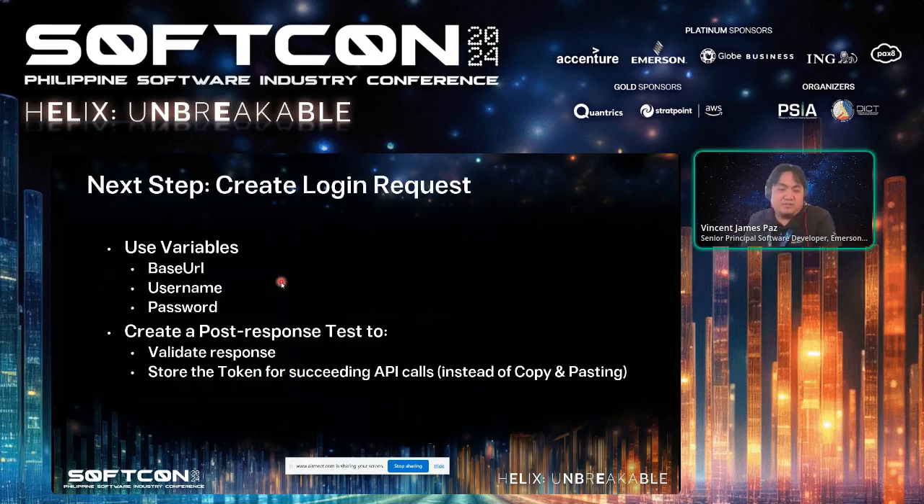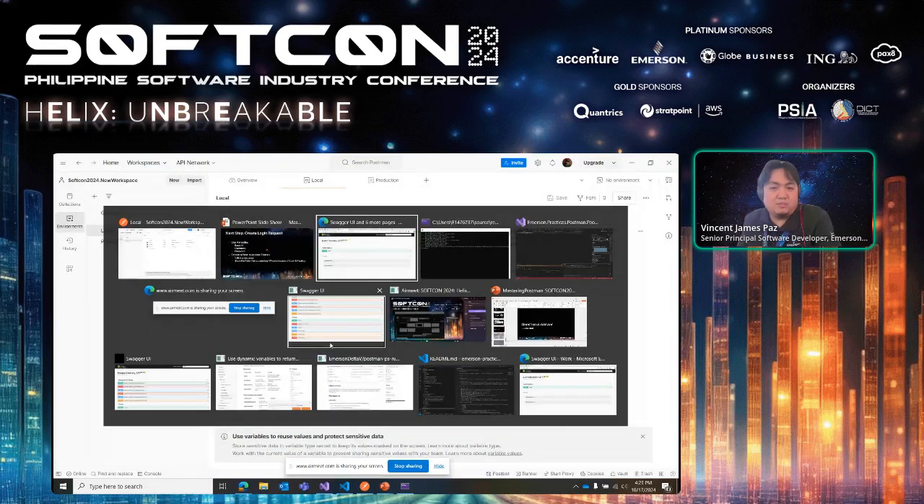And then once you created your environment, what's the next step you need to do? Usually we need to create the login request, because most of our APIs require a token which is generated from the login. So we usually create it as the second step when working with Postman. So from here, we have to use the variables we created from the environment.